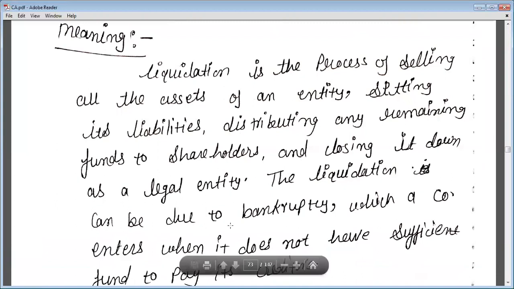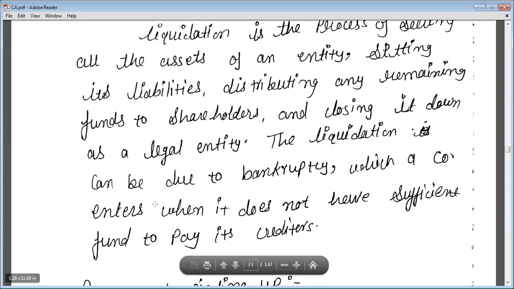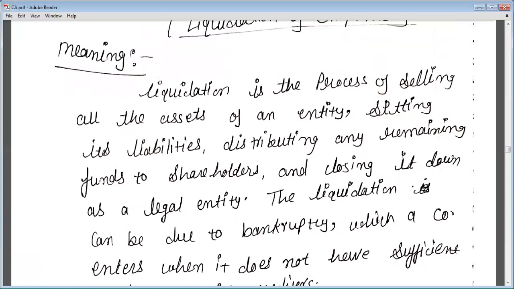Liquidation can be due to bankruptcy, which a company enters when it does not have sufficient funds to pay its creditors. So when a company is going bankrupt, is in the process of bankruptcy, and wants to close its business, that process will be known as liquidation of company. Liquidation of companies is the process of selling all the assets, paying all the liabilities, distributing the funds to the shareholders or any other creditors, and closing down as a legal entity.